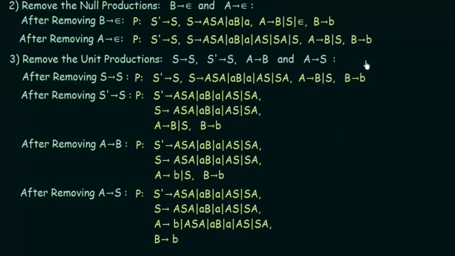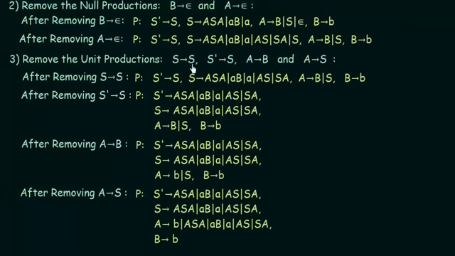If you don't know how to remove unit productions, there is a lecture in which I have discussed how to remove unit productions in detail, so you can watch that if you don't know how to do it. So let's see in this case what are the unit productions that we have. Unit productions are of this form: when one variable gives just another variable, that is called a unit production.